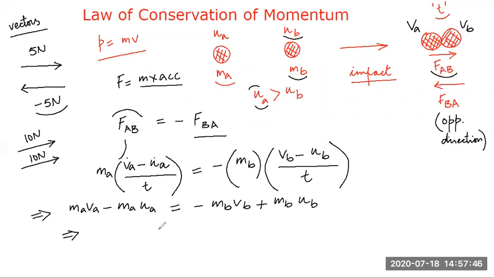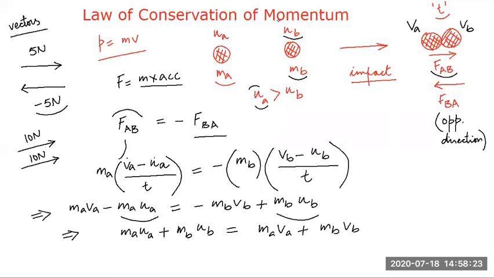Now, you see, I will collect initial momentum on one side and final momentum on the other side. So I can have mBuB, and this minus goes there, mAuA. I can say mAuA plus mBuB is equal to, this will go to that side, mBvB. So it will be mAvA plus mBvB. See, students, we are having a beautiful equation.